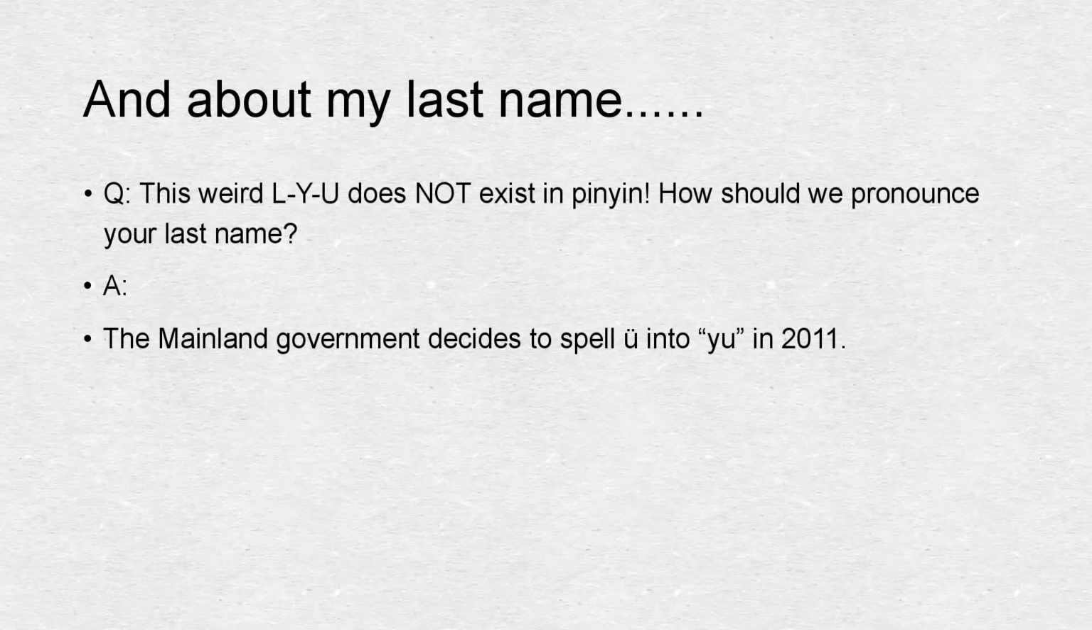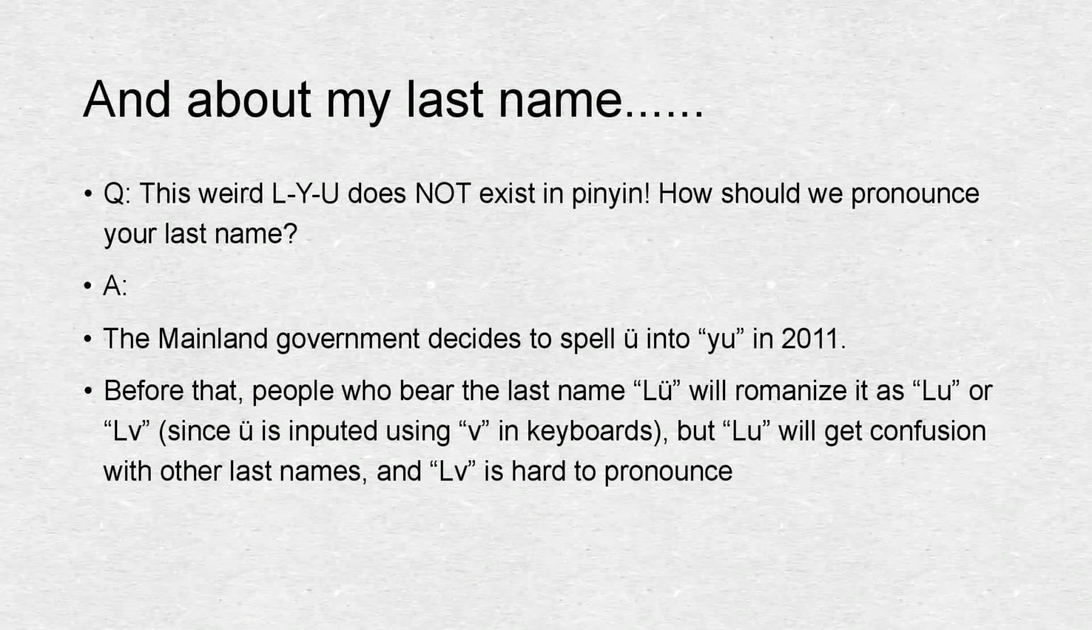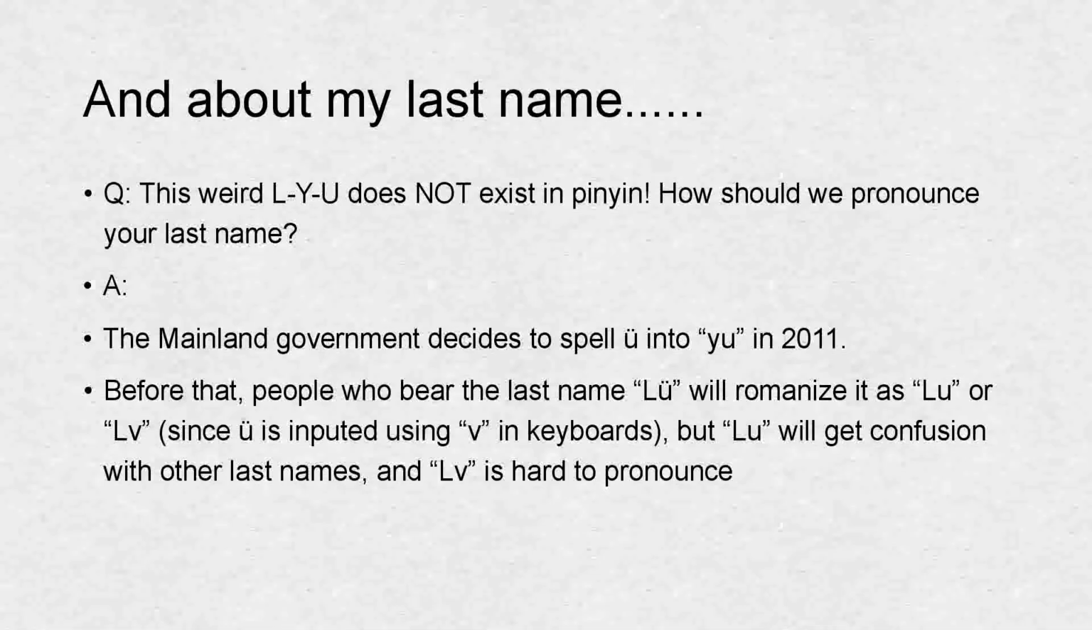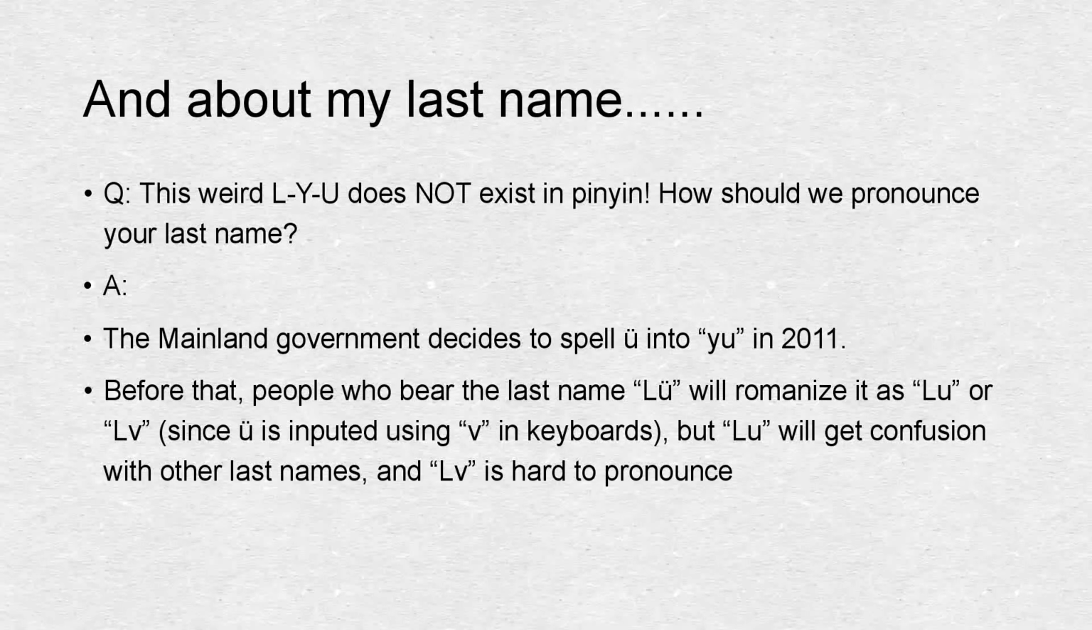So that means, actually, before that, people who bear my last name Lü or Yu would romanize it as Lu or LV. I mean, capitalize it, since Yu is inputted using V on keyboards even today, because at that time people didn't know how to input the capitalized U with 2 dots above in the computer. But this LU would be confused with other last names whose sound is like Lu, and LV is really hard and weird to pronounce. So it is like Lu.